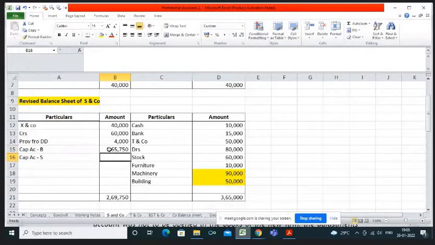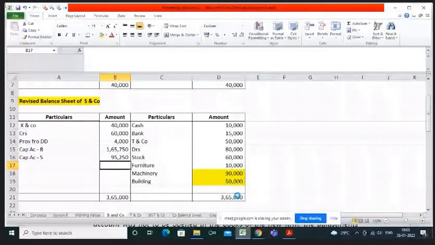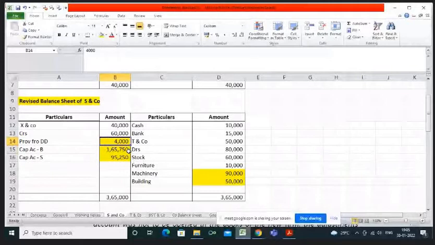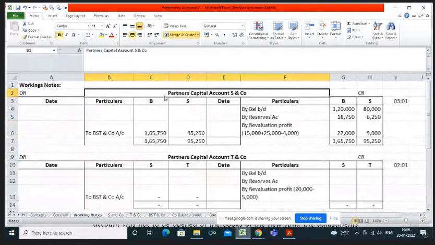So now how much is the capital balance? The capital balance becomes 1,65,250 and 95,250. So this is the balance which I should carry to the revised balance sheet. Capital here will be 1,65,250 and 95,250. So my revised balance sheet is tallied.